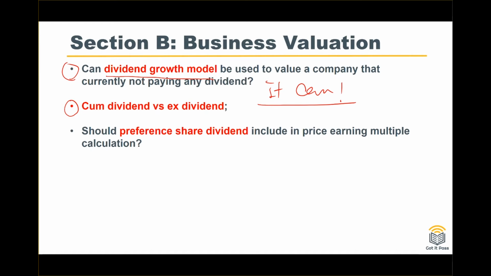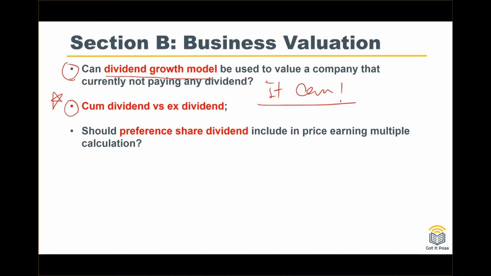So what does the examiner tell us? He tells us that this is a very important concept. You have to know it well, okay, especially in calculation. The calculation can go wrong if you use the wrong denominator. For example, using the cum dividend instead of the ex-dividend in calculating the dividend yield.